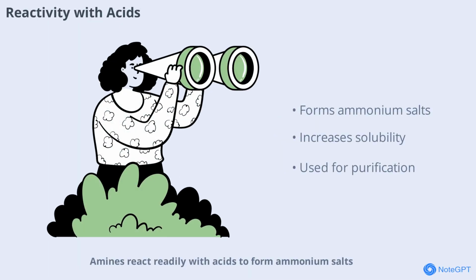Amines react readily with acids to form ammonium salts. This reaction is important in both laboratory and industrial settings as it allows for the purification and isolation of amines. The resulting salts are usually more water-soluble than the parent amine.